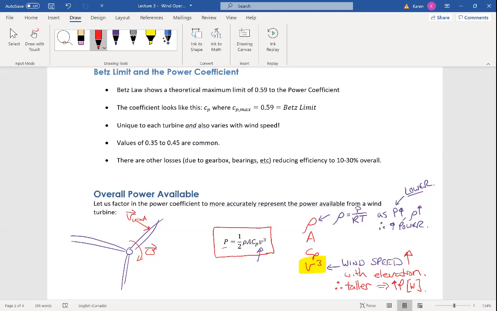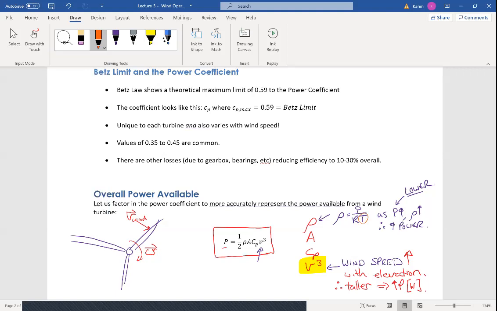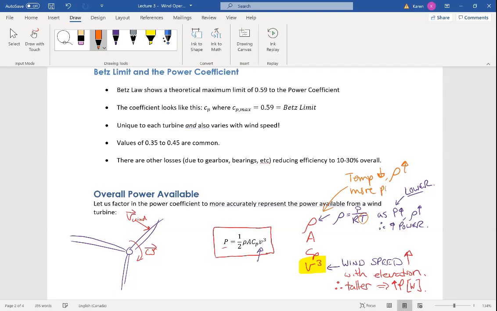So let's look at another factor. If we look at our density again, density is also related to temperature. Temperature is in the denominator. Since it's in the denominator, if it gets smaller, so temperature decreases, then density will increase, meaning more power. So that's the effect of temperature on a wind turbine we can see there.